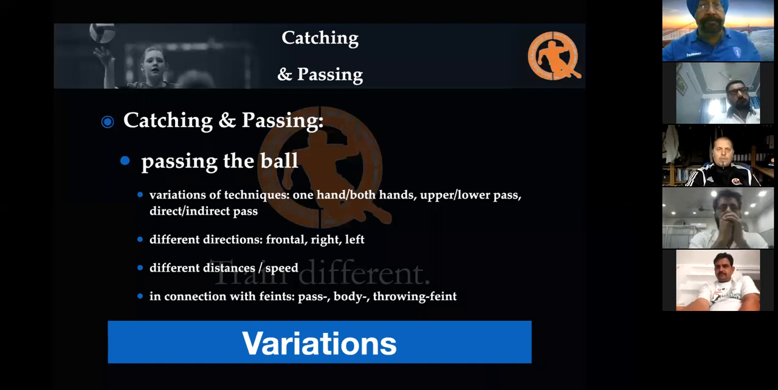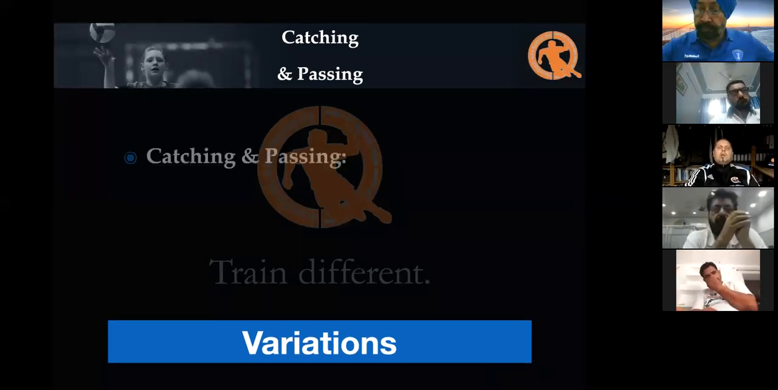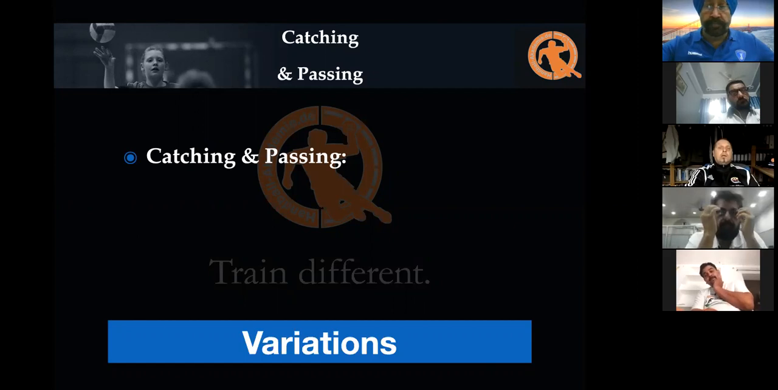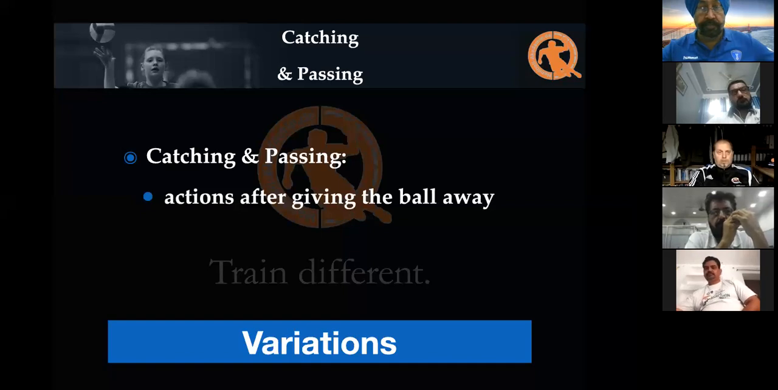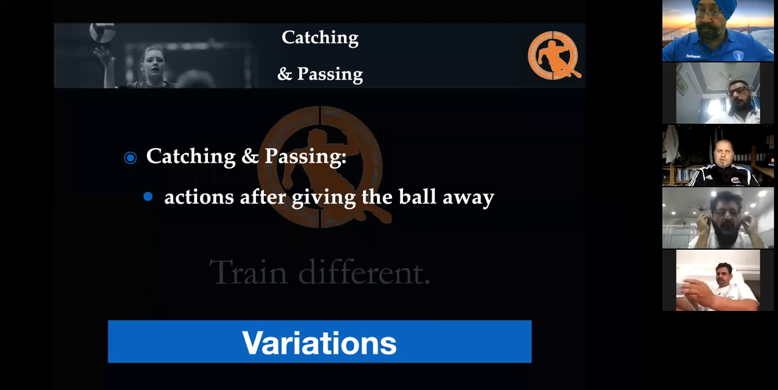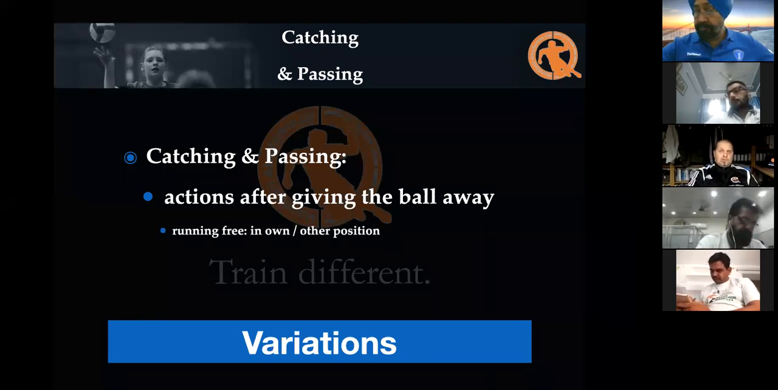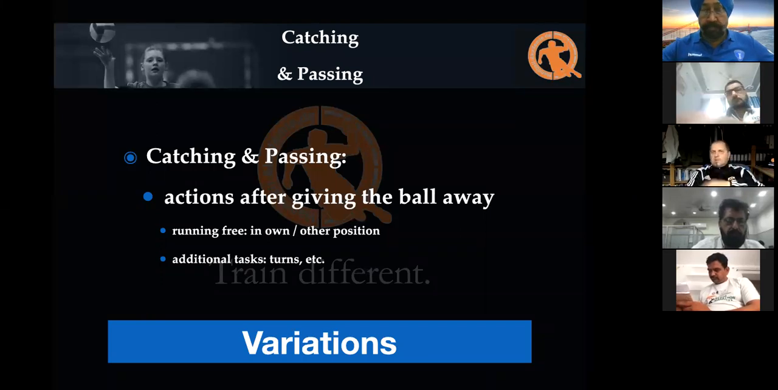Now, the third aspect is about what is happening after the ball is away, because very many players give the ball away and think action is over now. No, it's just the other way around. Now action starts. After the ball is given away, players must run free in their own position, in another position. We can ask them to do some additional tasks.